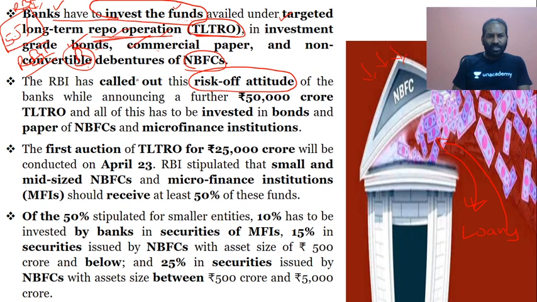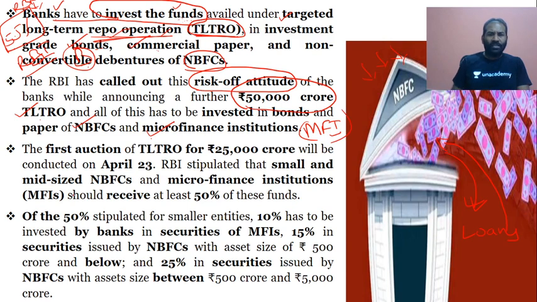So in this way there would be a chance of banks thinking, why should we invest if there would be more risk for us. So what the RBI has said is there will not be any kind of risk, because the RBI is coming into action and announcing that the 50,000 crore will enter the NBFCs through TLTRO, that is, targeted long-term repo operation, invested in bonds, into the NBFCs and also the micro financial institutions, MFI.